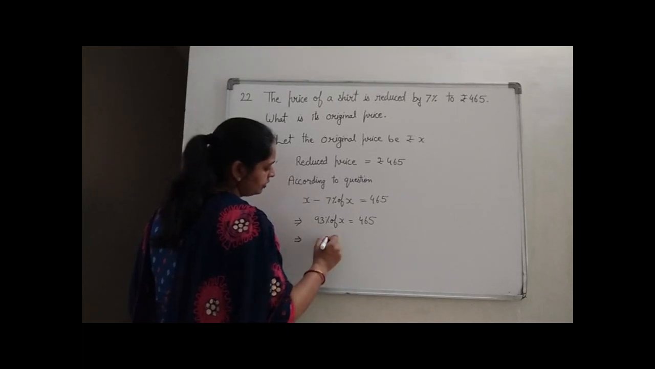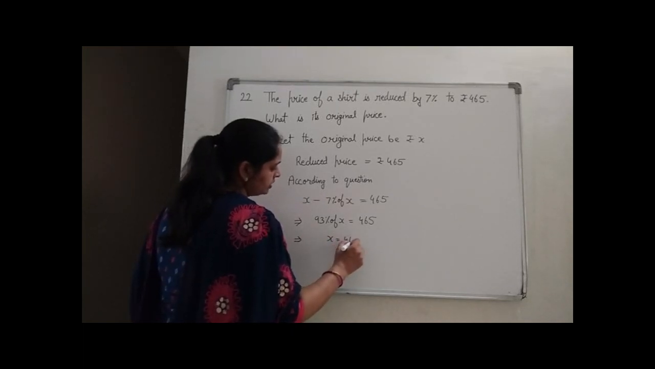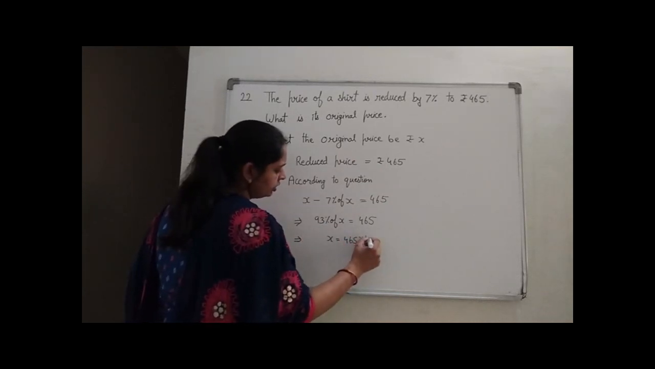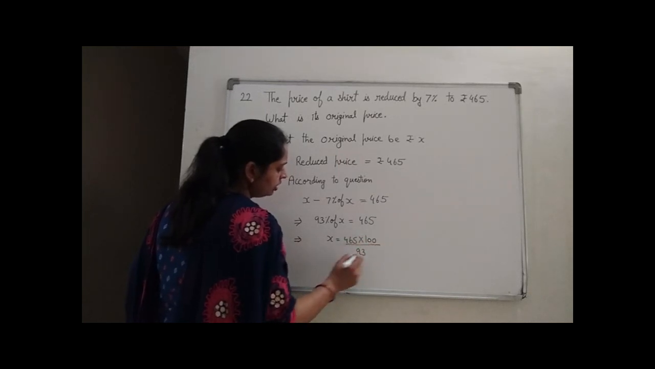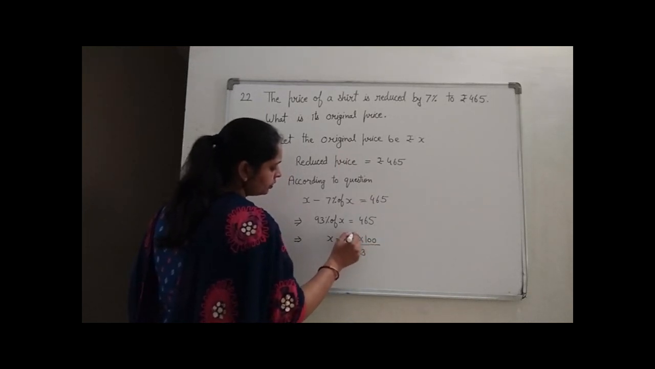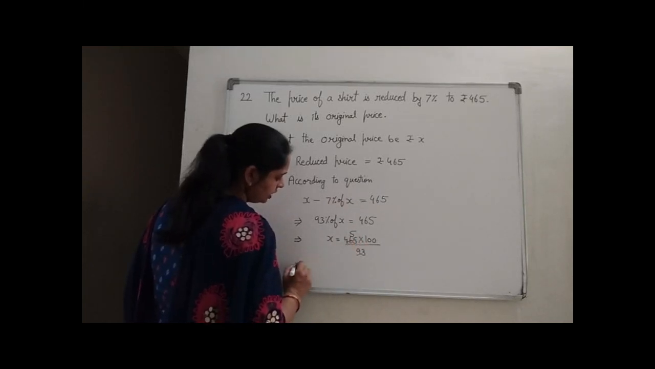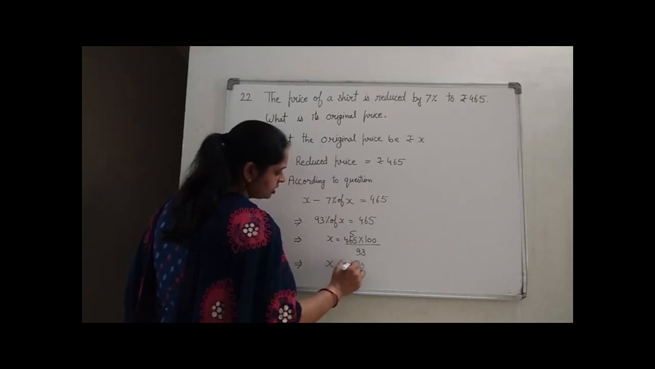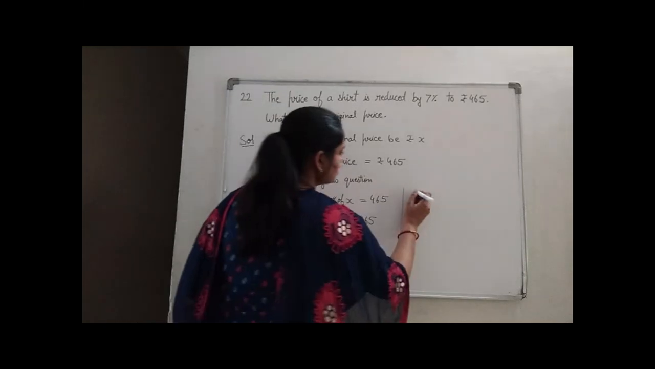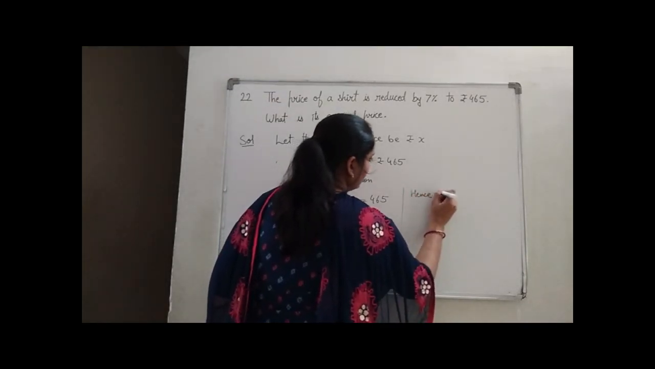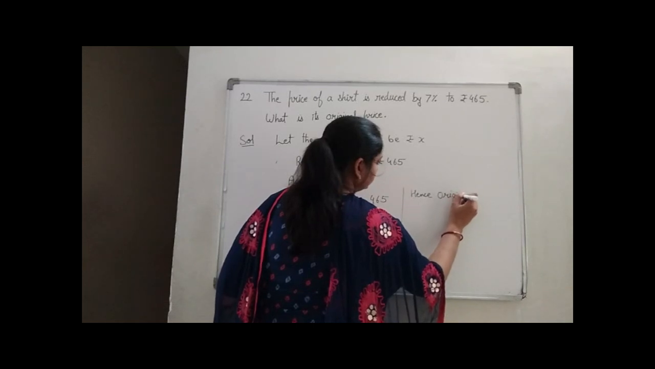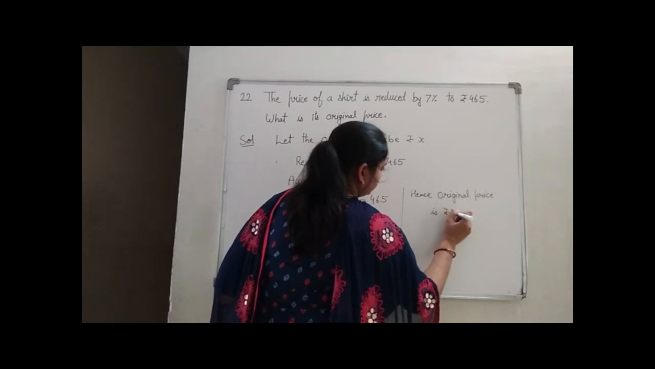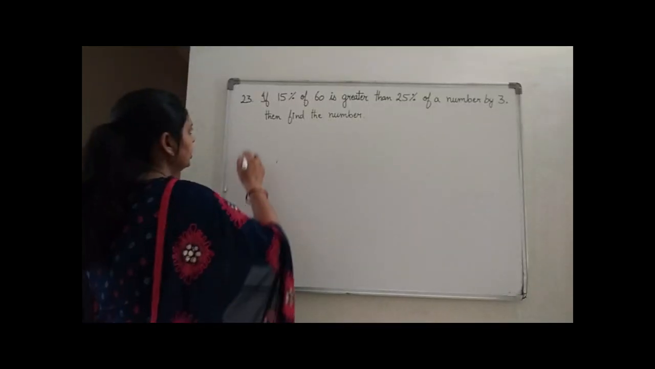That means x is equal to how much? x will be equal to 465 multiplied by 93% means 93 by 100. So 100 will go in the numerator and 93 will come in the denominator. 93 5s is 465. So 5 into 100, we got the value of x is equal to 500 rupees. Hence the original price is rupees 500. Okay.